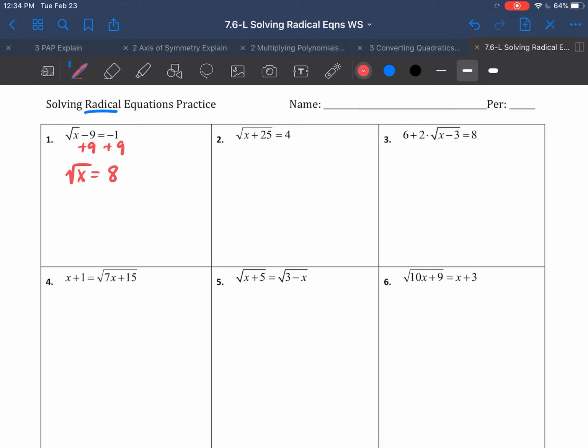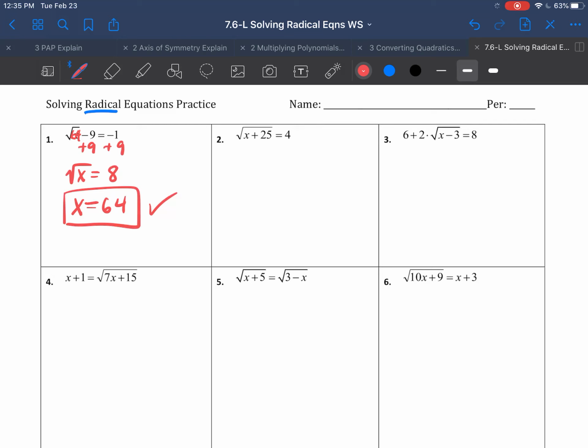Square root is allowed to equal a positive number, but not a negative number. By adding this 9 here, we took care of the negative. Now we just need to square both sides, so x equals 64. If you plug 64 into this radical, you get 8 minus 9, which is negative 1. So this one works. I'm going to skip number 2 and leave that for you.